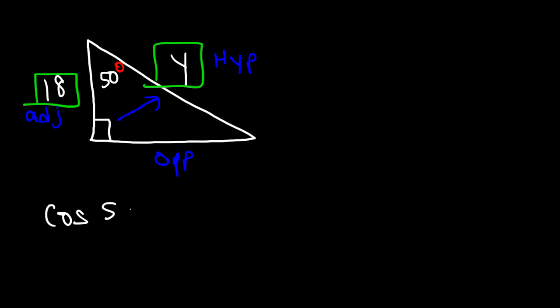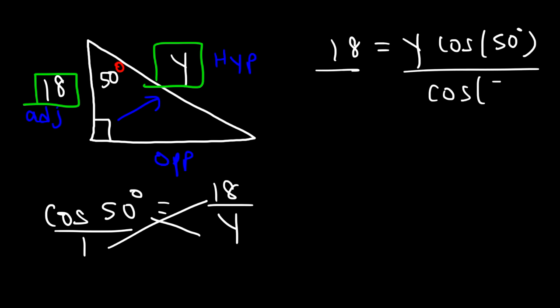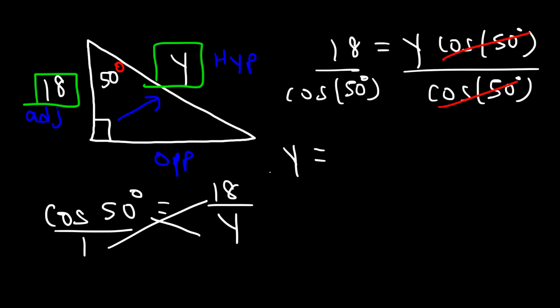So we could say that cosine of 50 degrees is equal to 18 divided by y. Now let's put this over 1 and let's cross multiply. So 1 times 18 is 18, and that's equal to y times cosine of 50 degrees. So to isolate y, we need to divide both sides by cosine of 50. So on the right side, these will cancel. So y is 18 divided by cosine 50, and that's equal to 28.